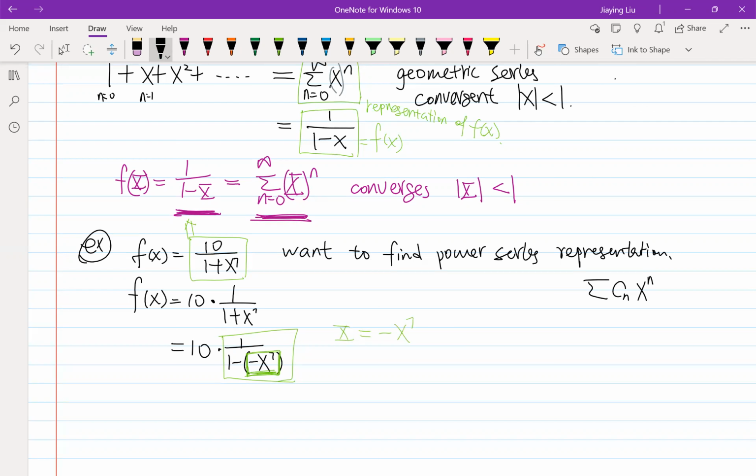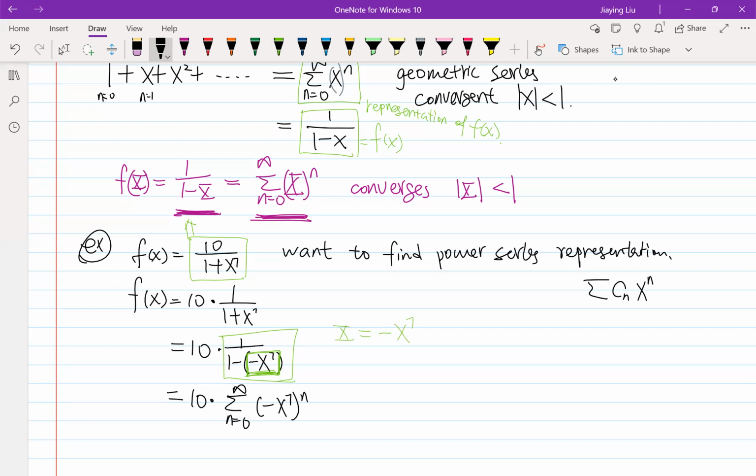So now I have the correct form, which means I can find the power series for this boxed part. That will be 10 times sigma n from 0 to infinity, capital X to the n, but capital X is negative x to the 7, so that's negative x to the 7 raised to the power of n. Any questions on that? So we're close. We still have a 10 in front.